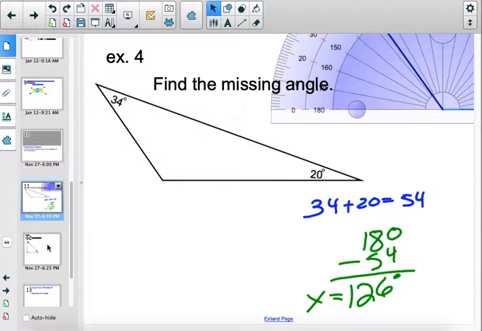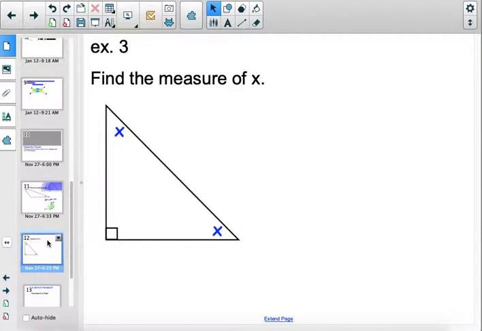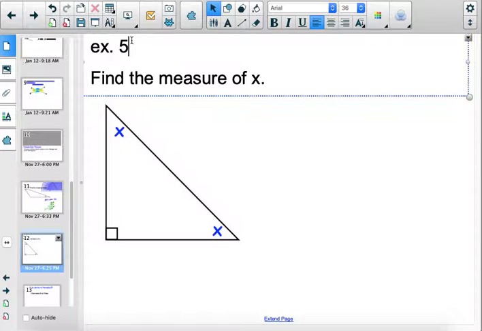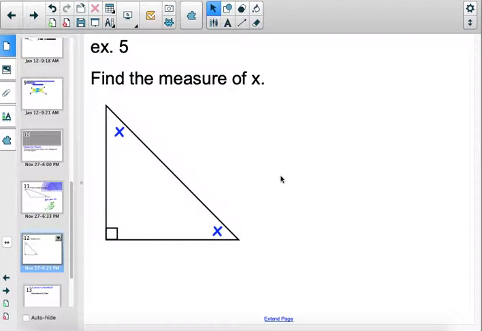Alright, so that worked. How about this? I'm going to give you one with no numbers. How did we just go from example 4 to example 5? Oh, because I don't even think that we had an example measure. Yeah, we did.